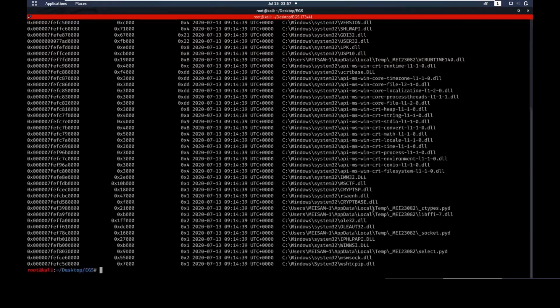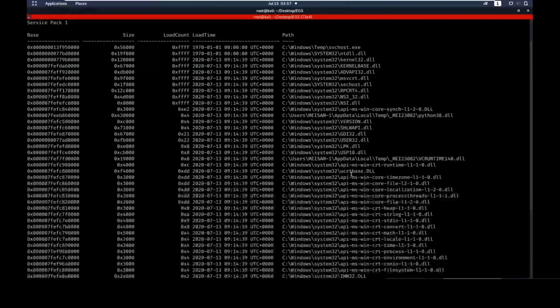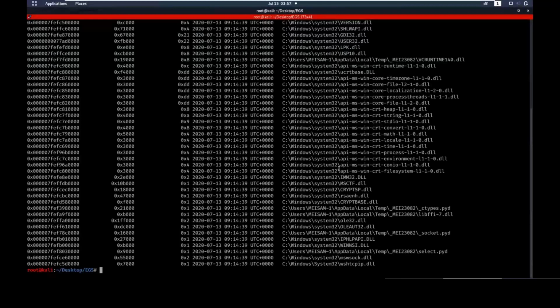Okay, we can see there are a lot of DLLs there. For the DLLs also, we have to go through all of them one by one and analyze them to see if they are malicious. One thing, okay, this is a very interesting thing that I find here. I can see C user Meisam application data local temp. There is a DLL there, which is associated with the SVC host.